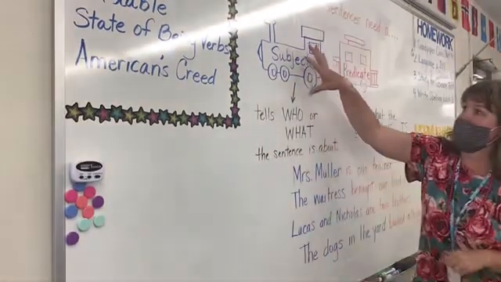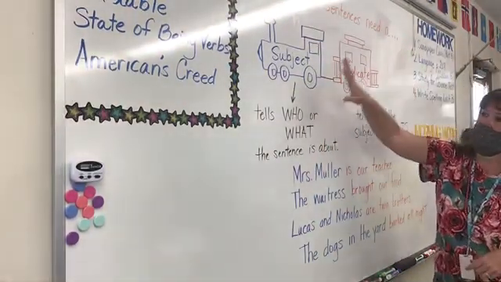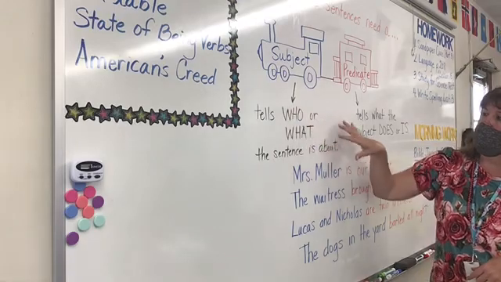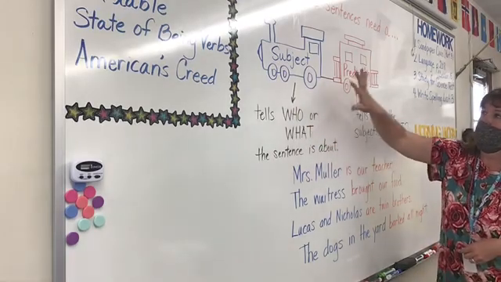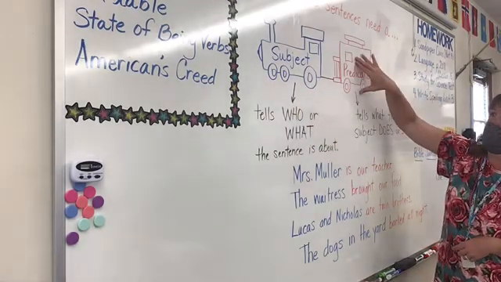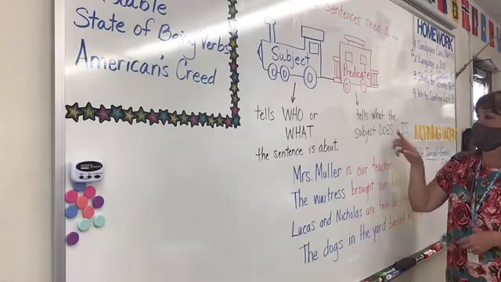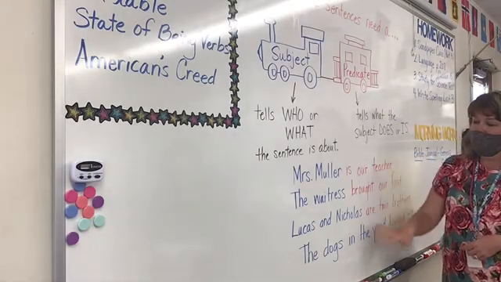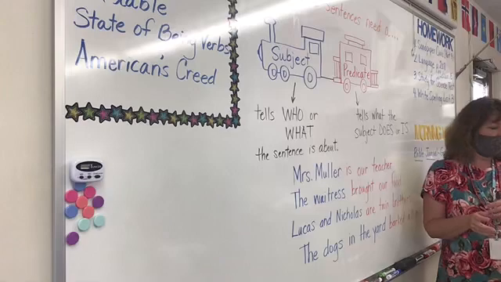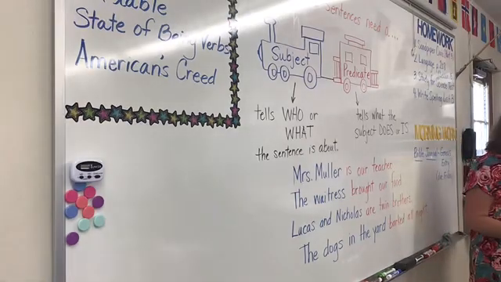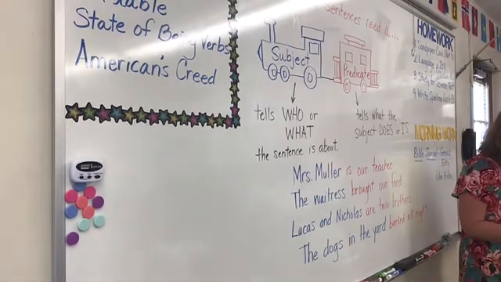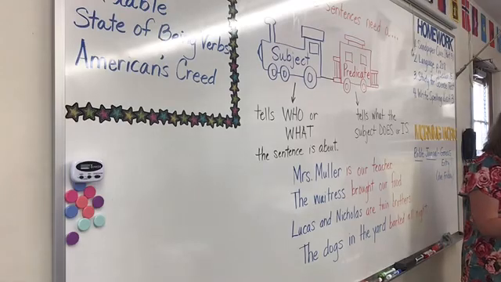So you've got your subject, and that means who or what the sentence is about. And then everything else in the sentence is called your predicate, and that's what the subject does or is. And then we have some examples on the board. Okay? So, page 15 in your book.